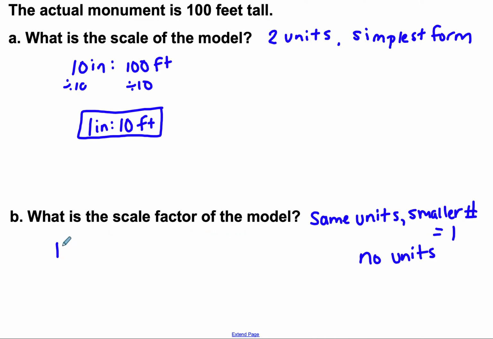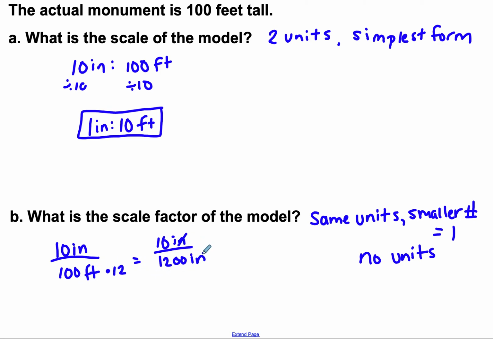Okay, so I'm going to go back 10 inches to 100 feet. This time I'm going to write it as a fraction just because a lot of times you see scale factor as a fraction, but that doesn't matter. I could have written it with a colon like that if I wanted to. Okay, so I need to make them the same unit. So I'm going to change my feet into inches so I don't have to deal with decimals. So to do that, I'm going to multiply by 12 since there are 12 inches in a foot. So I have 10 inches over 1,200 inches. So I took 100 times 12 to get 1,200.